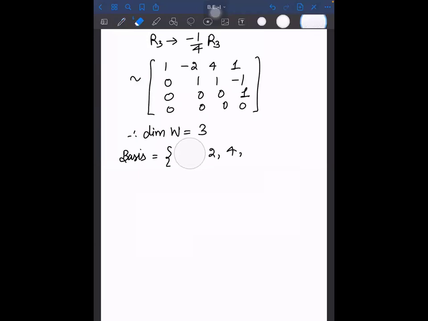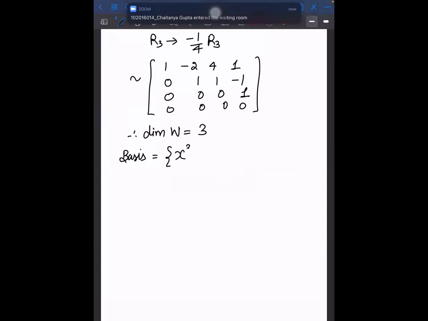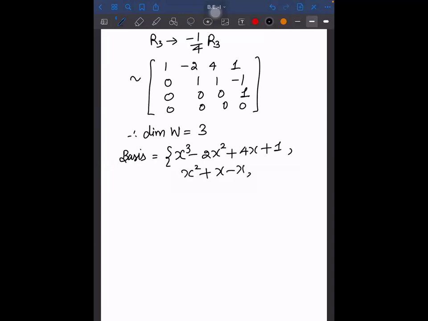So instead of writing in the vector form, we'll write it in the polynomial form. That means x cube minus 2x square plus 4x plus 1. And next is x square plus x minus 1. Next is simply 1. So this will form the basis for this vector space. Are you with me on this?